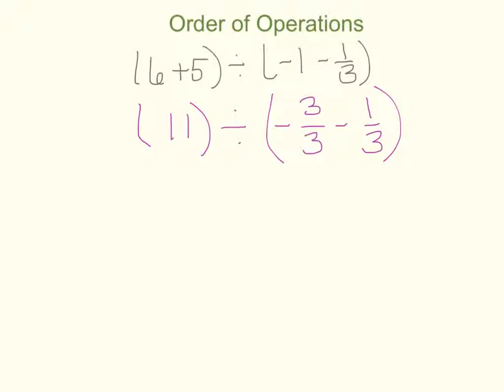And then I'm going to also take these negatives and move them up to the numerators while we solve it. And then you just look at the numerators as you would whole numbers. Negative 3 plus negative 1 is negative 4 over 3. Okay, now that we did the parentheses, we check for exponents. We don't have any, so we can go to multiplication and division. And since it's division of a fraction, we flip our fraction and multiply.